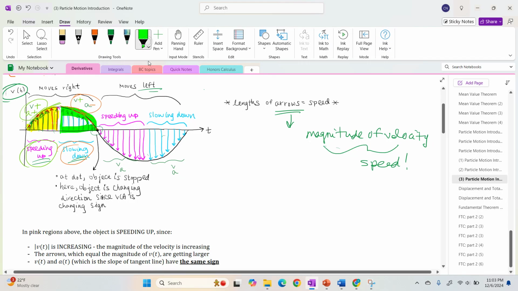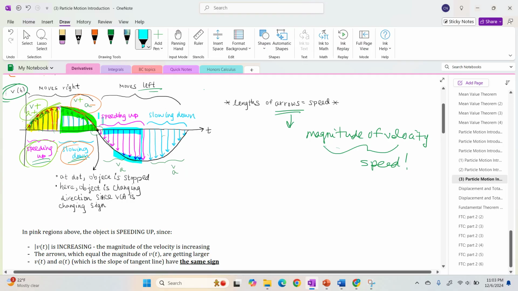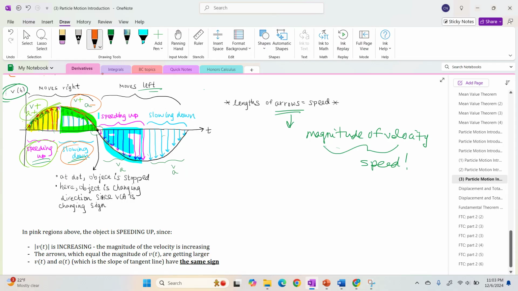In this section of the graph here, I have velocity itself. What is velocity here? I'm below the x-axis, so velocity is negative. The slopes of velocity, which are acceleration, all these slopes are negative. So velocity and acceleration have the same sign, so we're speeding up.